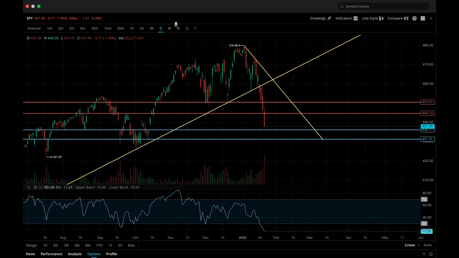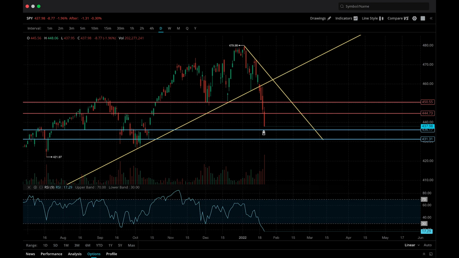The time frame we're going to be looking at is the daily, and the indicators I got on are volume and RSI. We're also going to be looking at some support levels and resistance lines as well. And we're going to be checking out different trend lines.